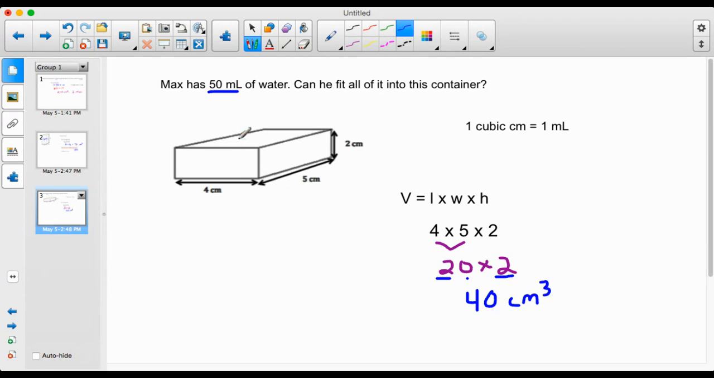Well, that's the same thing as saying 40 milliliters, because I know 1 cubic centimeter is the same thing as 1 milliliter. So now I have to think about my question. It says he has 50 milliliters of water. Will that fit into this container? No, this container only holds 40 milliliters. So he'll have 10 extra milliliters that he cannot fit in there. So my answer would be no, he cannot fit 50 milliliters into this container.